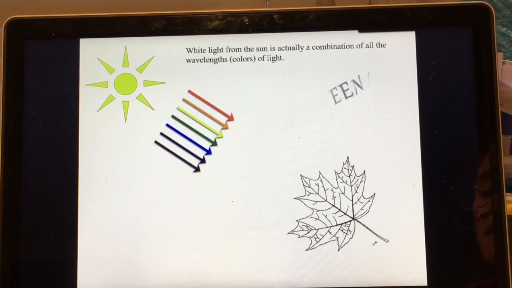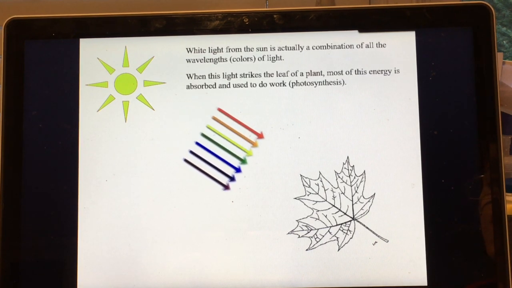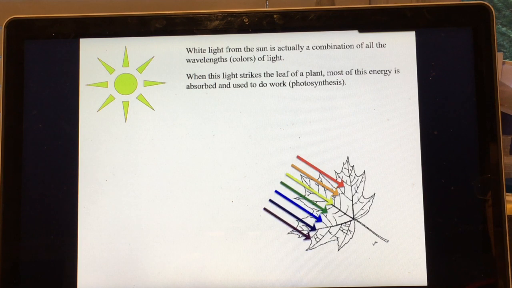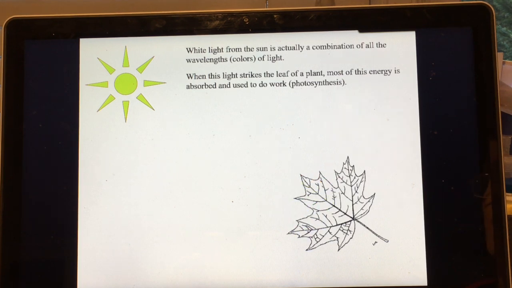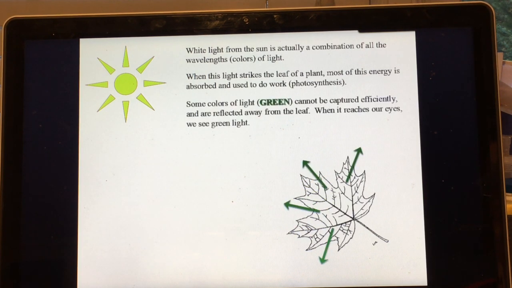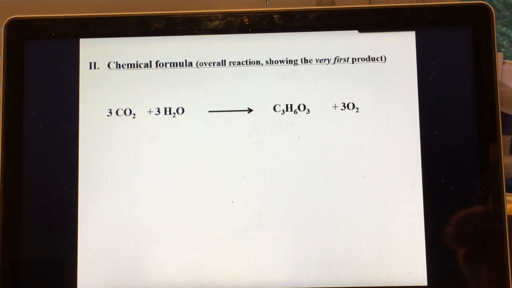So again, this is just sort of an image that shows why leaves appear green. All of the wavelengths are absorbed except for the green, and the green is reflected. So there are actually several ways to represent the chemical formula for photosynthesis. This is the most accurate.